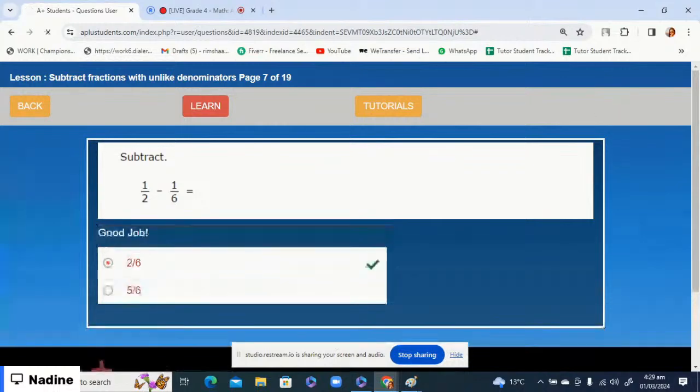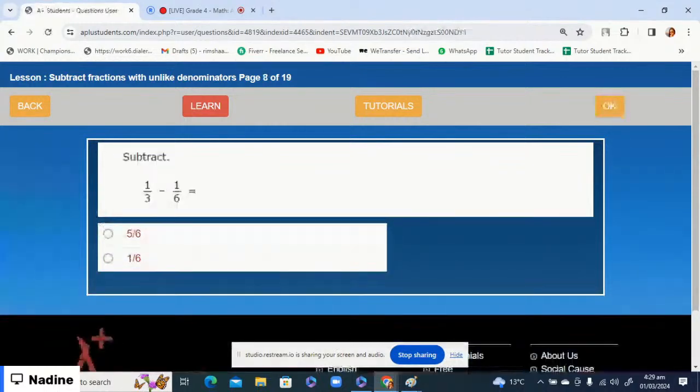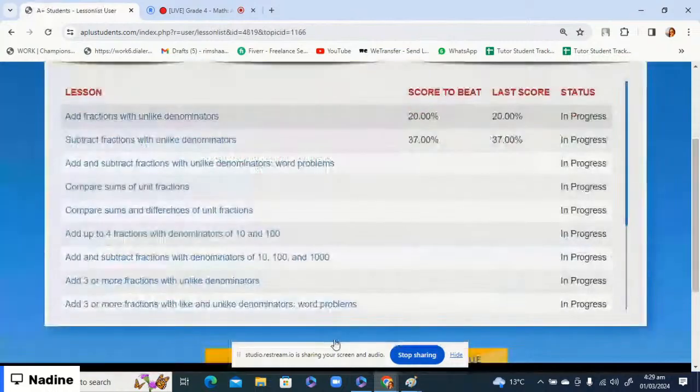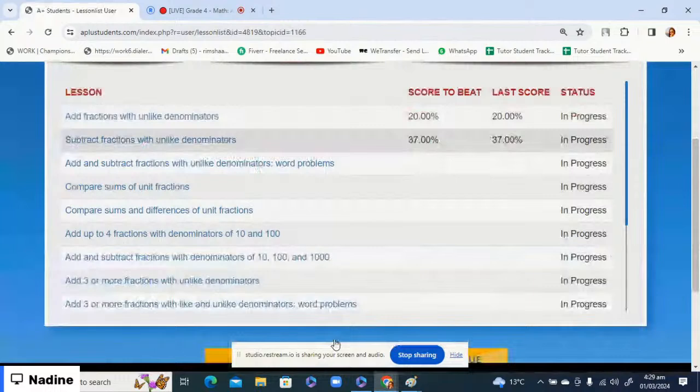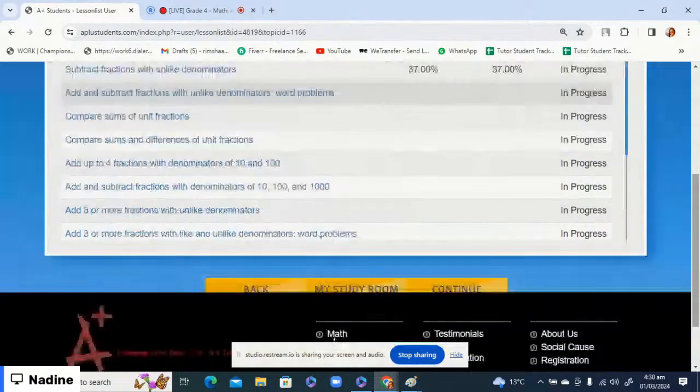That's it. Hope you guys understand this lesson. Okay. The lesson that is subtract fractions with unlike denominators we have covered now. Now let's do the next one. So today we discussed add fractions with unlike denominators. Then we discussed subtract fractions with unlike denominators. Now we are going to discuss add and subtract fractions with unlike denominators. These are the word problems. Okay. Let's start.